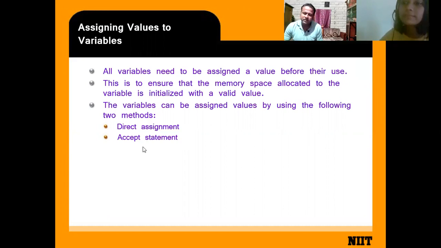Another is, you have to take the input from the user. Which means the user is asked to enter some value and you have to store it. So in two ways we can initialize the value: one is direct assignment, another is accept statement.